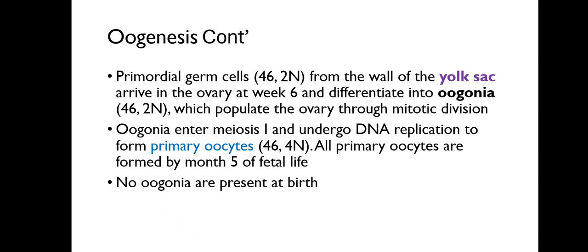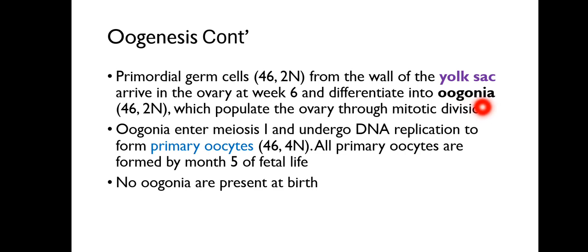It starts from here. The very primordial germ cells, containing 46 chromosomes, or 2N, from the walls of the yolk sac, arrive in the ovary. Remember, this is now a female fetus that we're talking about. So that woman is pregnant, carrying a female fetus. At 6 weeks, these primordial germ cells arrive in the ovary, and they differentiate into oogonia.